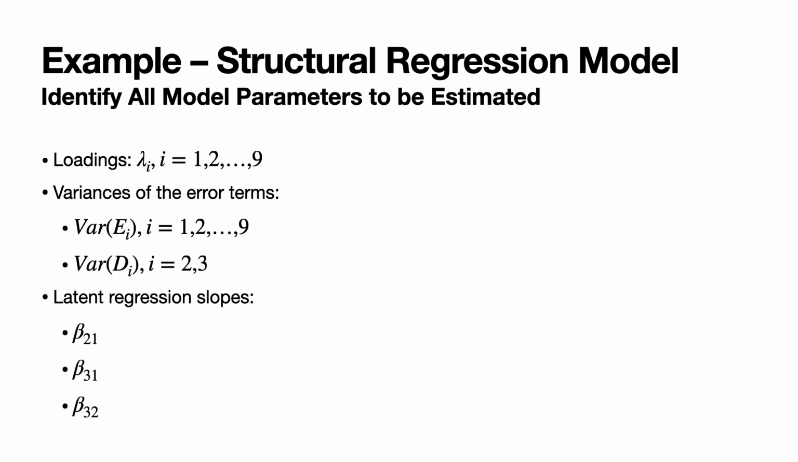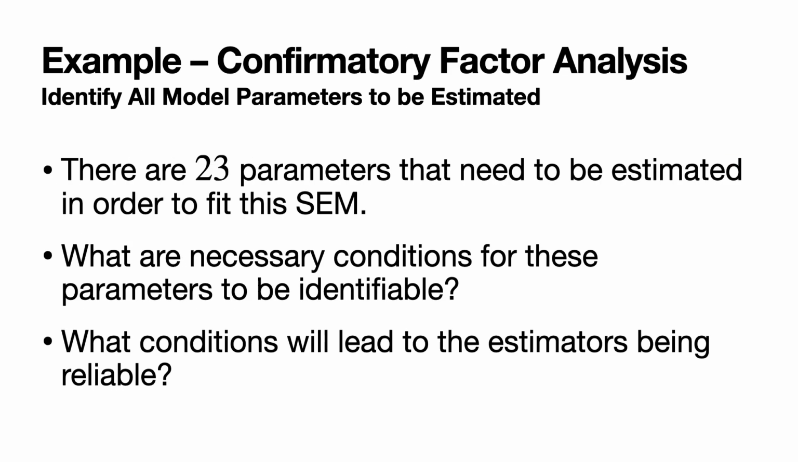And then we also have error terms associated with the regression equations involving the latent constructs. And so we have 2 of those error terms, D2 and D3, each one having its own variance. And then finally, we have the latent regression slopes. These are the slope coefficients involved in those regression equations relating the latent constructs. So there are 23 parameters that need to be estimated in order to fit this SEM.